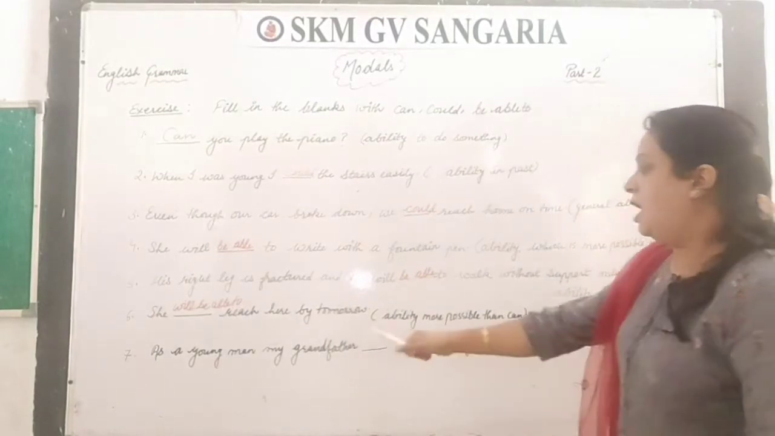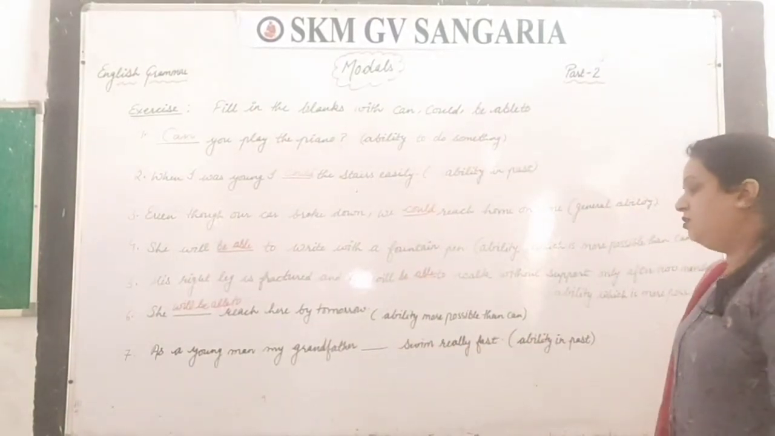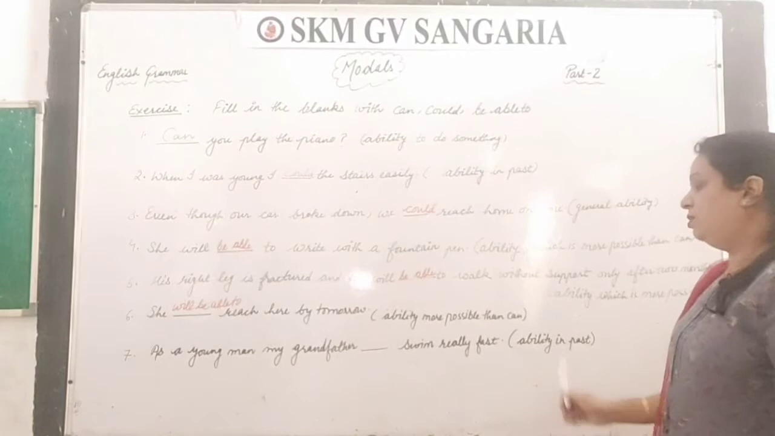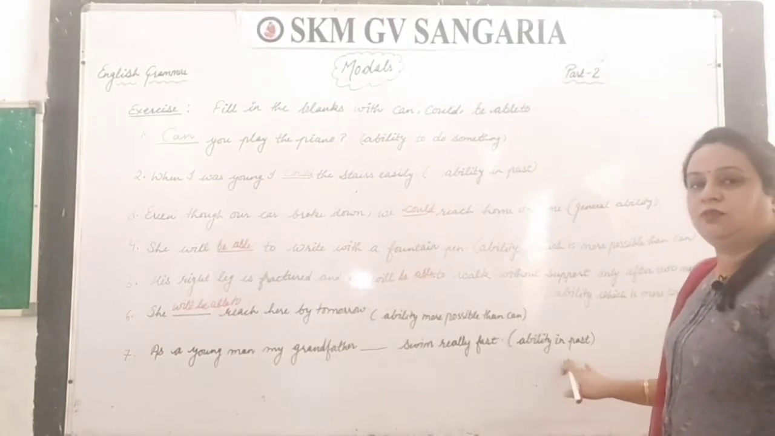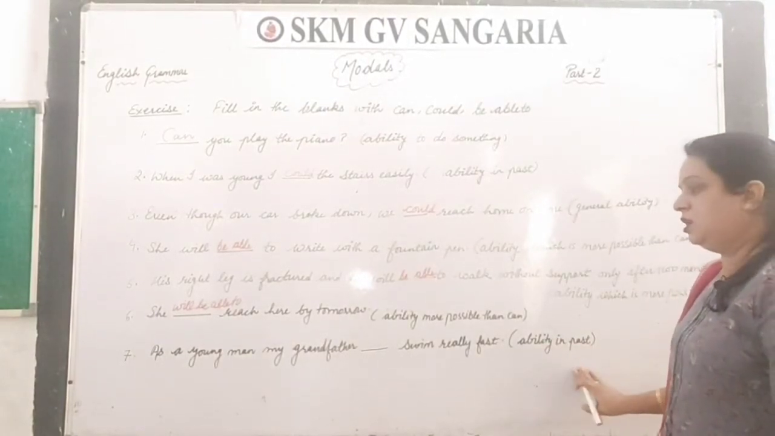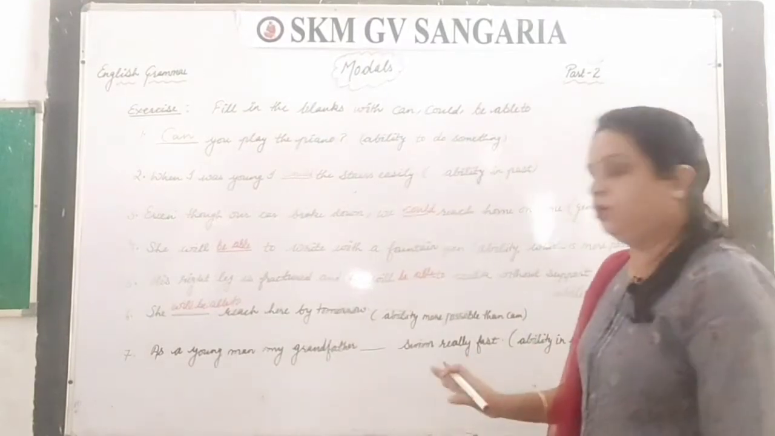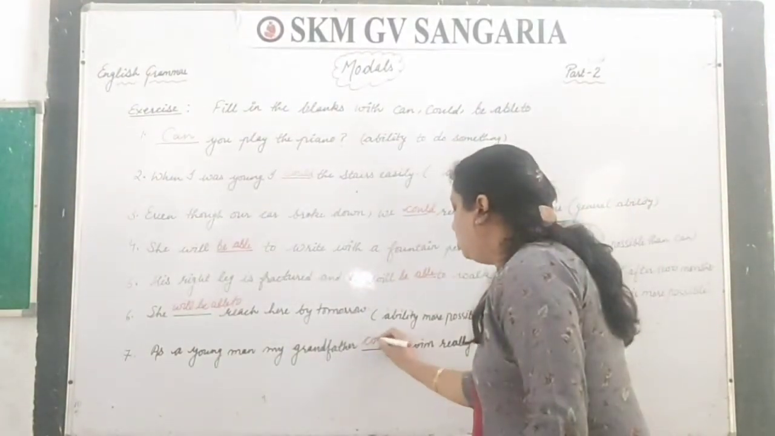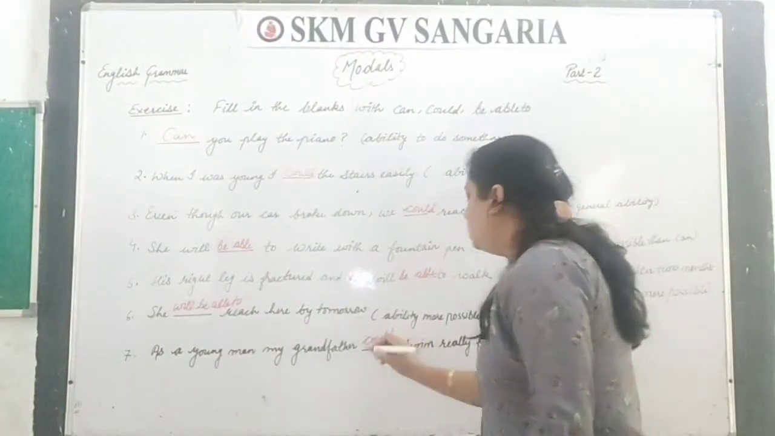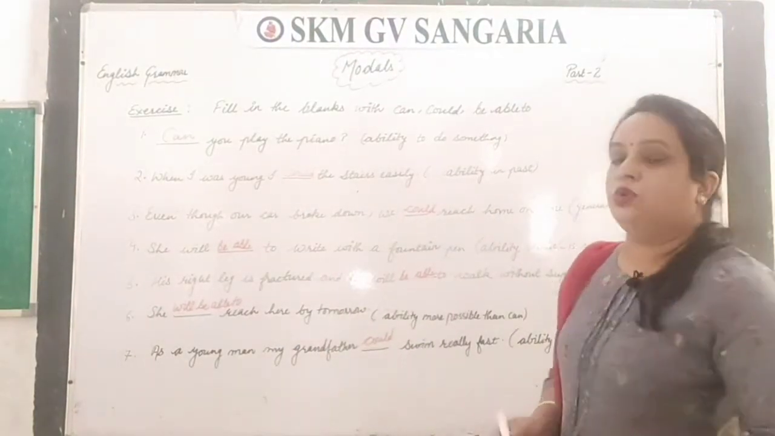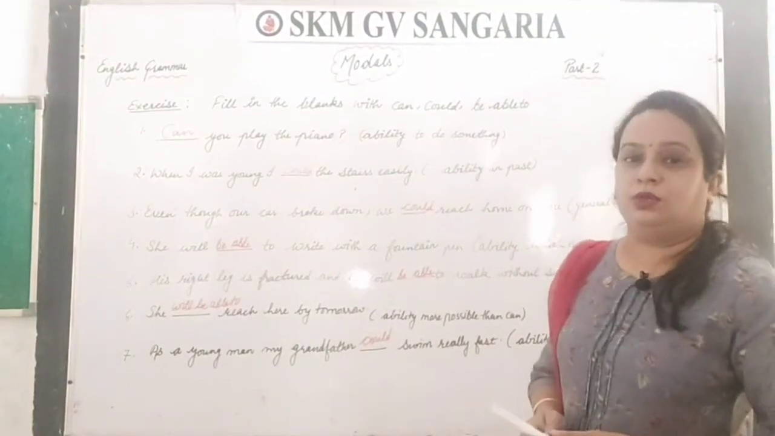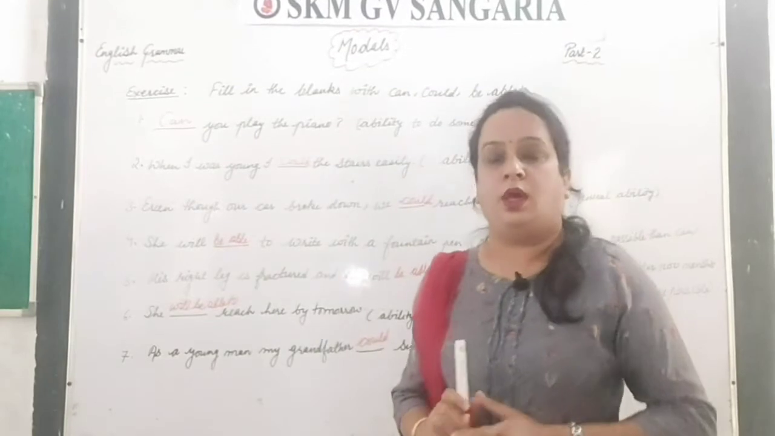Next one is, as a young man my grandfather dash swim really fast, and here you have to fill ability in past. So what you have to do, could, C-O-U-L-D. So that was the use of can, could and be able to show the ability.